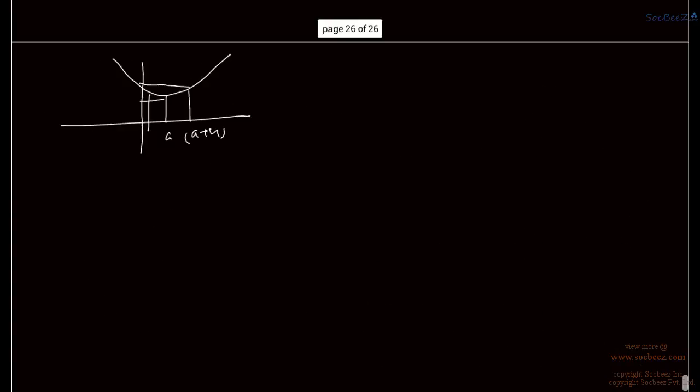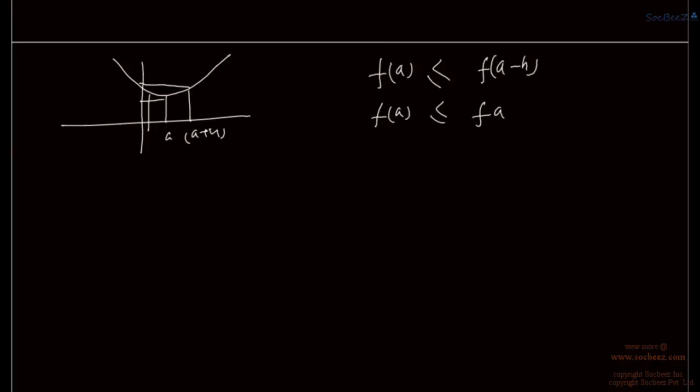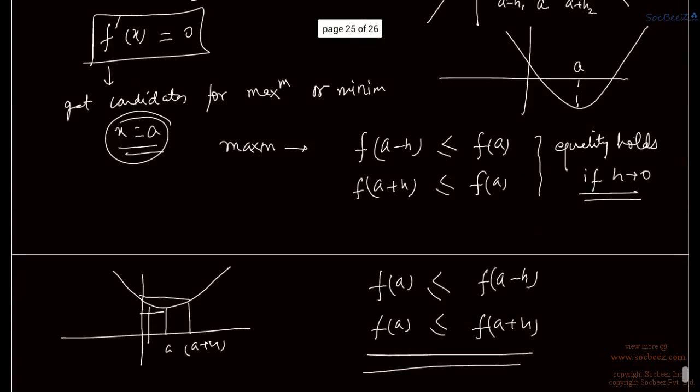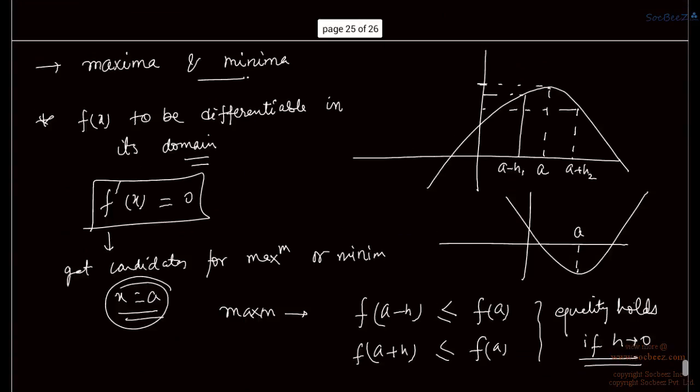right? Again, for minimum, f(a minus h) is greater than or equal to f(a), as well as f(a plus h) is greater than or equal to f(a). That means a minimum is occurring. Here also equality holds when h tends to 0. Now this is the basics of maxima and minima. Using the derivative test we can also see whether the function is at a maximum or minimum.